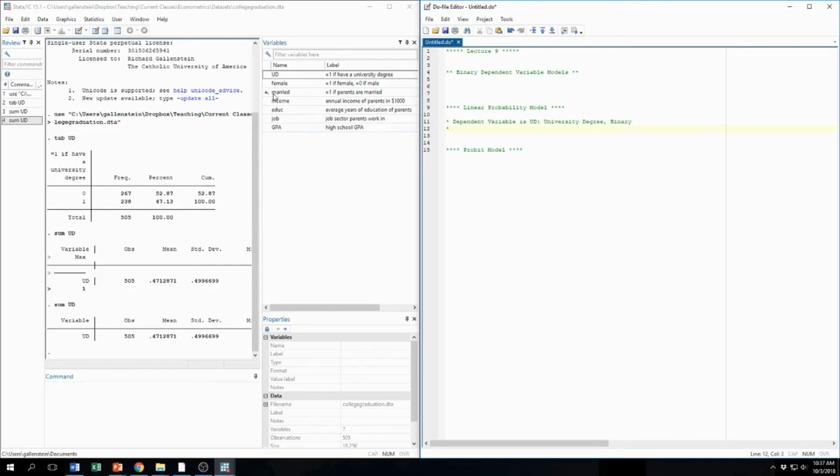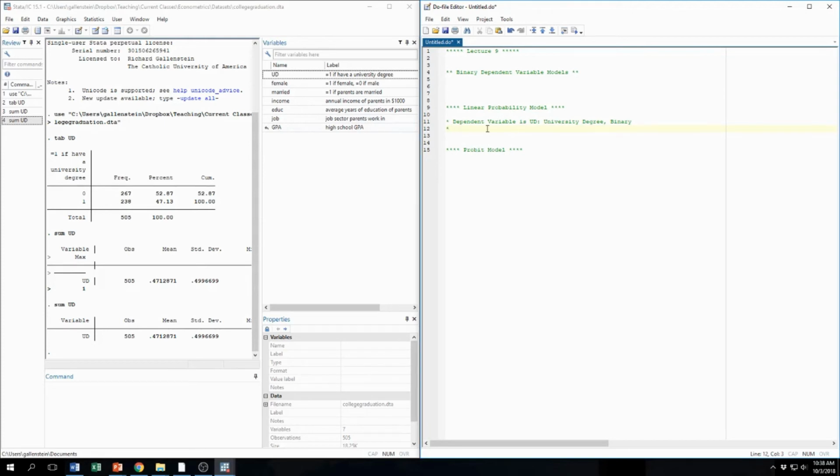And then let's think, what are the variables that are important? Well, let's look at the variables. We have gender, the individual's gender. We have married, which equals 1 if the student's parents are married. Income is annual income for the parents, measured in units of $1,000. EDUC is the average years of education of the parents, taking the average of the years of education of the two parents. Job is the job sector that their parents work in. And GPA is the student's high school GPA, the GPA the student had in high school.